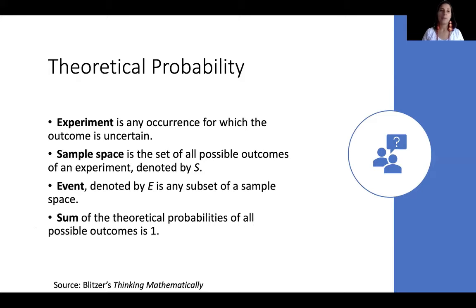Theoretical probability. We're going to familiarize ourselves with some terms. Those are experiment, which is any occurrence for which the outcome is uncertain. Sample space, which is the set of all possible outcomes of an experiment. We usually use an S for that. Event, which is denoted by E and represents any subset of a sample space. And the sum of the theoretical probabilities of all possible outcomes is 1.